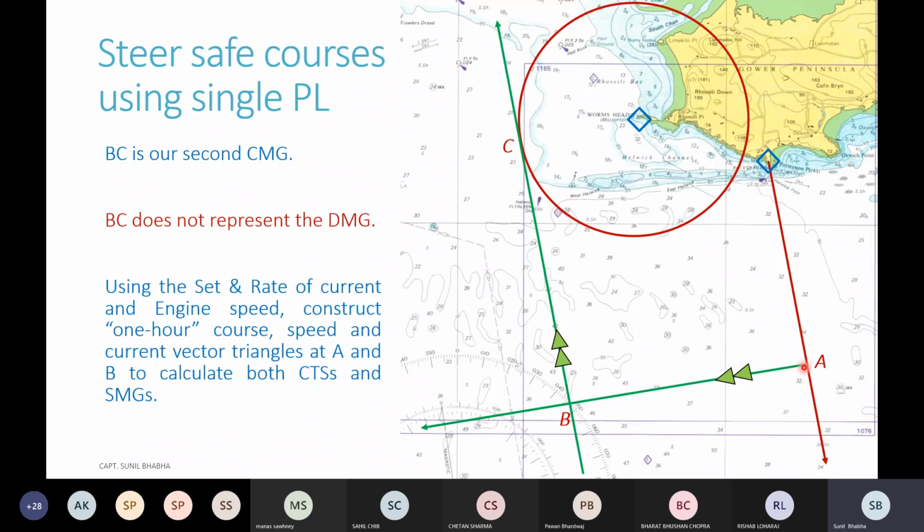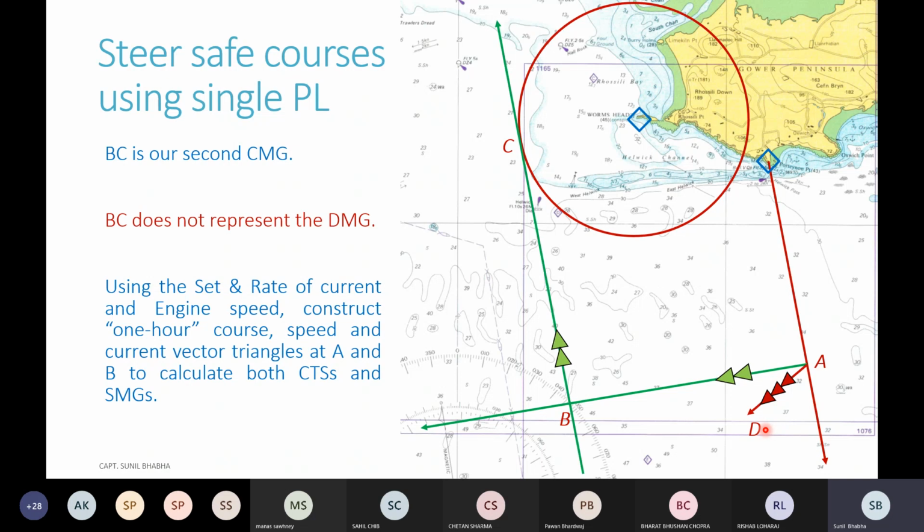First of all, from point A, I'm going to mark my current vector. This is the direction of the current which was given to us. Current is represented by 3 arrows, so let's mark it with 3 arrows. The point where the current vector ends, let's name it as point D. So AD is the current vector.